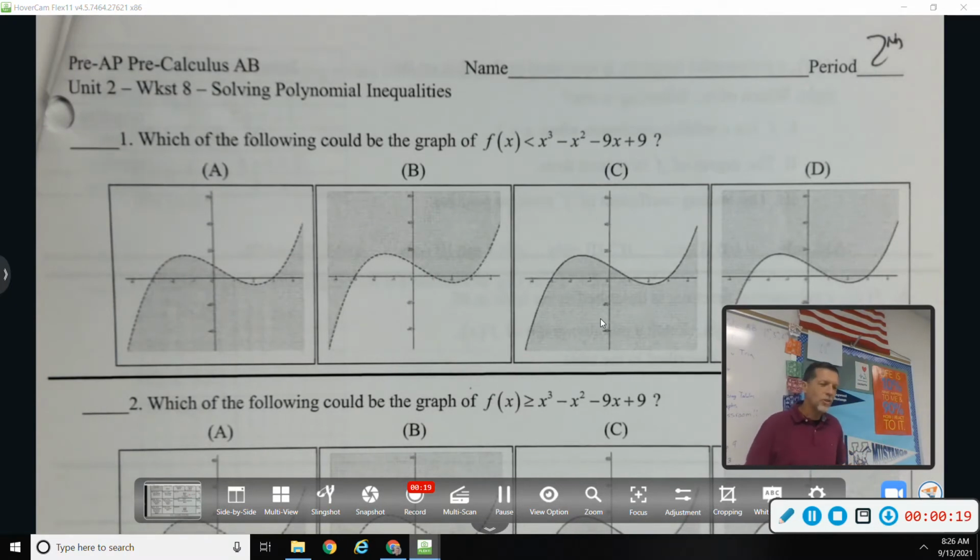Now 1 and 2 should be easy because you're just looking at above, below, dashed or solid lines. So 1 and 2 is easy. Just get your brain thinking there. Anything other than 1 and 2? What about past that? Hold on.